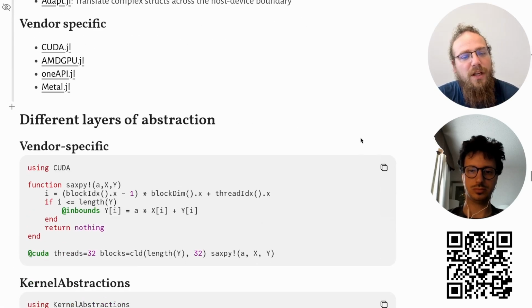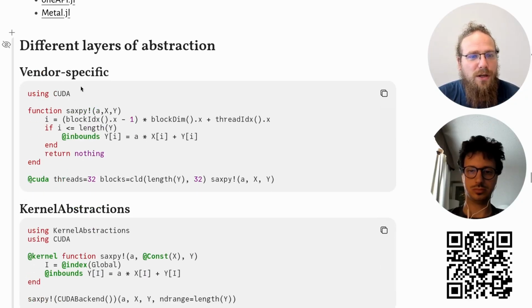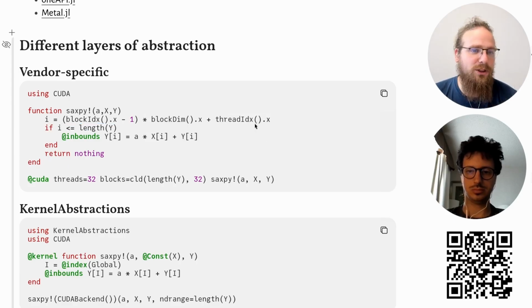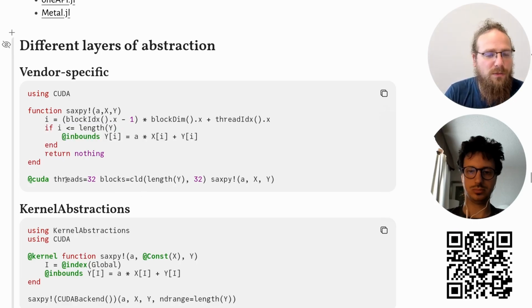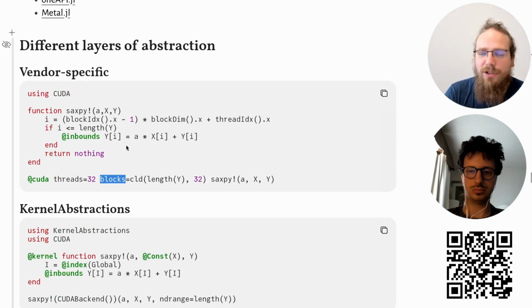So just a short snippet here: we have a vendor-specific GPU kernel using CUDA, where we use the CUDA intrinsics to calculate our grid position. And then we operate our kernel. And then we use the @cuda macro from CUDA.jl to launch this over a set of threads and blocks. So this is very similar to CUDA C++, of course, with some complexities removed.